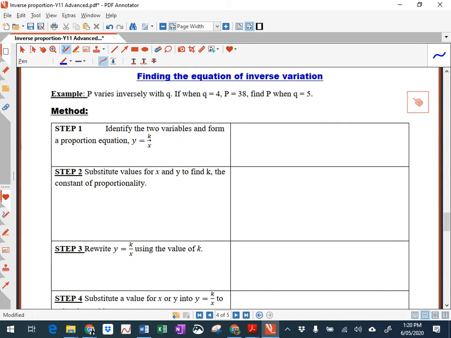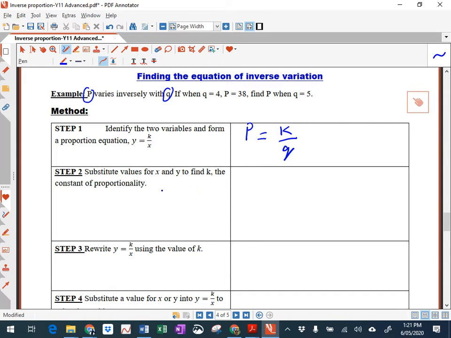Okay, now step 1 is to identify the two variables and form a proportional equation. The two variables are obviously P and also Q. So we're going to write down P is equal to K over Q.